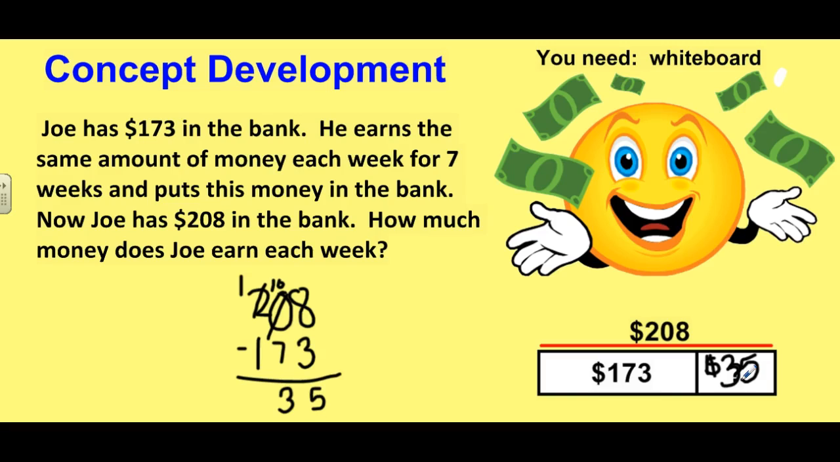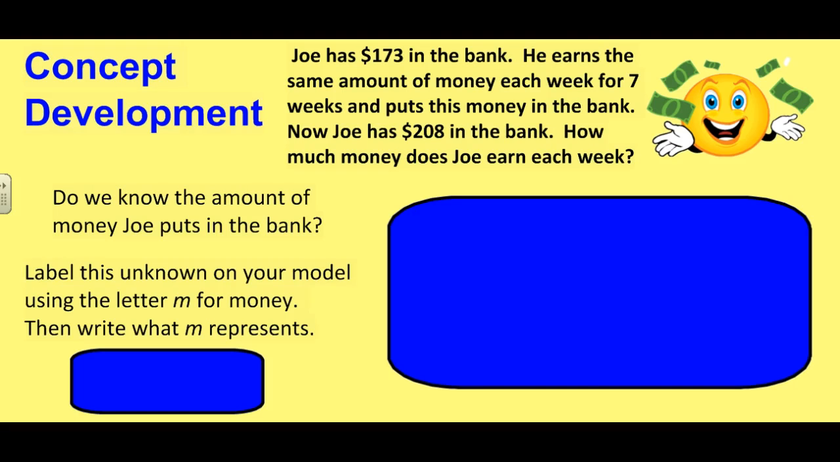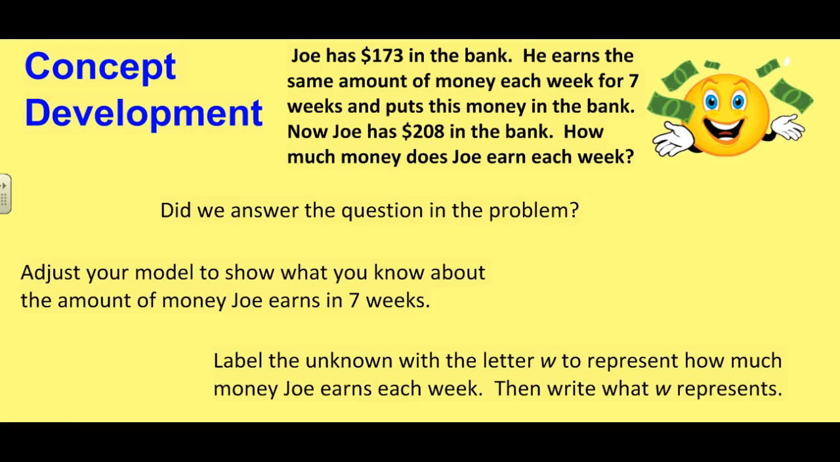And then we're going to have to move on to our second step of the problem. Okay, so if it's asking how much money does Joe earn in each week, we know that we're not done because we know how much he earned in 7 weeks. So now we've got to think about how we are going to solve this to figure out how much money he earned each week. We know that for 7 weeks he earned $35. So how are we going to take that $35 in 7 weeks to help us figure out how much he earned each week?